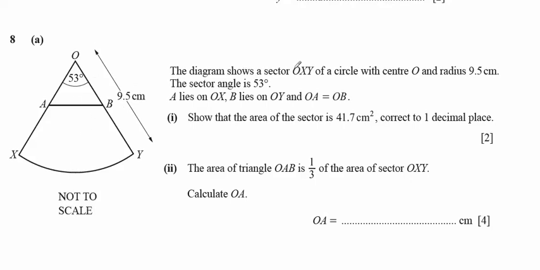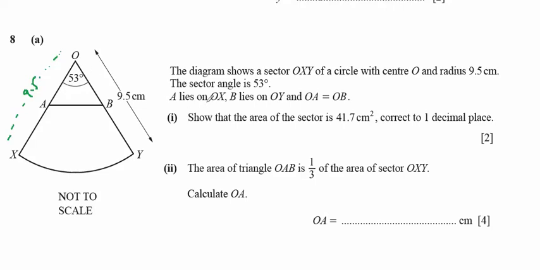The diagram shows a sector OXY. So this whole is a sector of a circle with center O and radius 9.5. The radius of this sector is 9.5. This is 9.5 and this is also 9.5, because both are the radius. So the angle subtended by the sector is 53, this one.